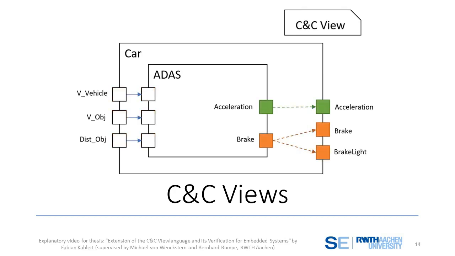The right side of the view expresses that the outgoing port acceleration somehow affects the acceleration of the car. That means that the data leaving this port is used in the calculation of the car's acceleration, but may be modified. Abstract effectors are distinguishable from connectors by the dashed line. The same holds for the 2 abstract effectors which start at the brake port. They express that the outgoing data of this brake port somehow has influence on the brake of the car and its brake light. The previously shown model satisfies the view as it fulfills these criteria. I'm going to illustrate this in a moment.